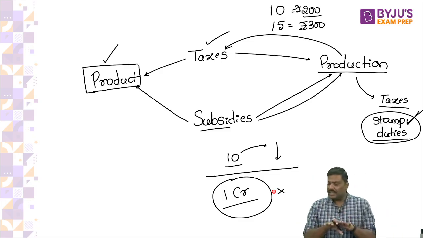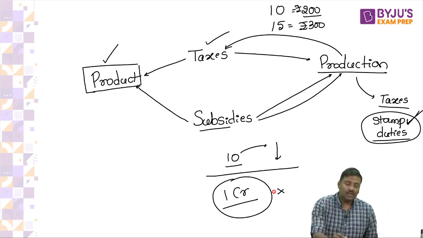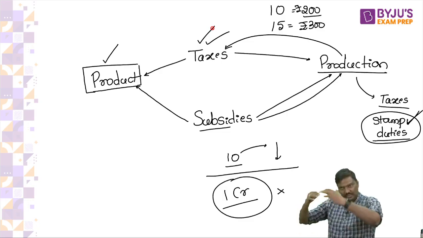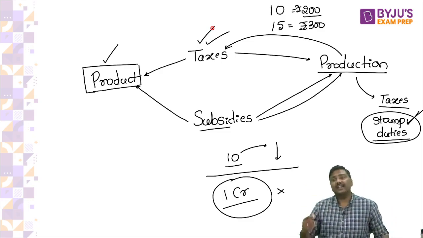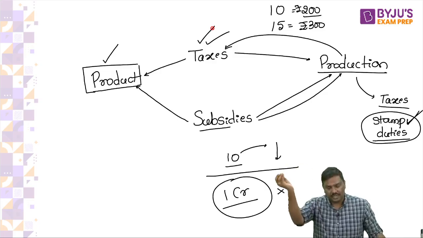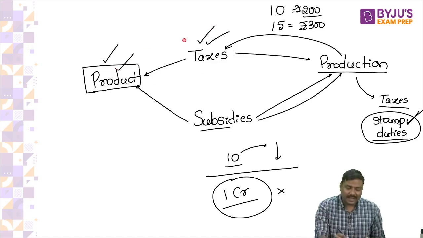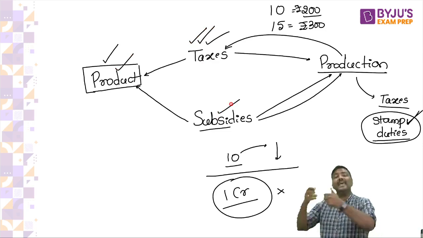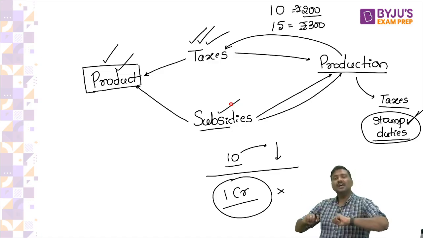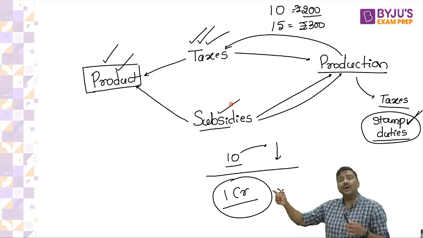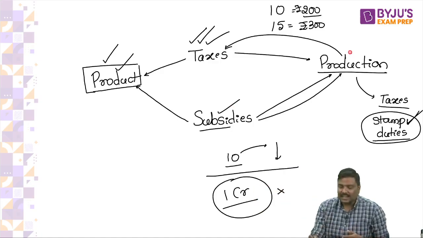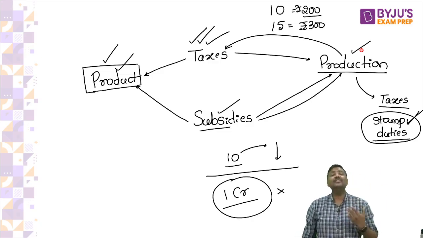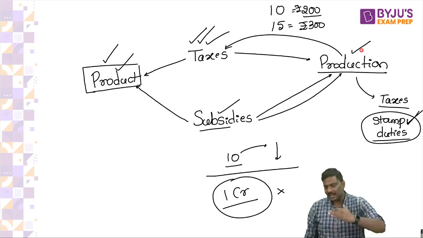So again, the logic is very simple here. Whenever you are paying taxes or receiving subsidies that are connected to quantity, volume of production, these are called product taxes and product subsidies. And whenever you are paying taxes or receiving subsidies, and both of them are independent of volume of production, these are referred to as production taxes and production subsidies. Any difficulty here? Any difficulty? Because I'll go to the next point now.